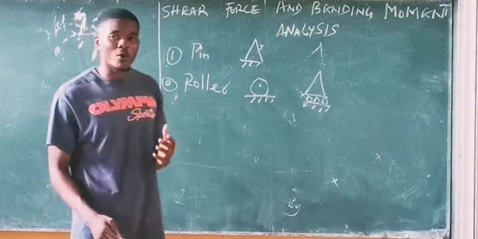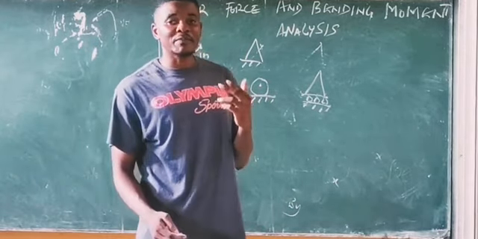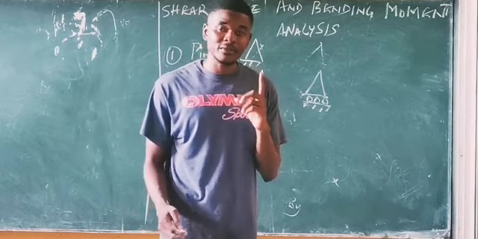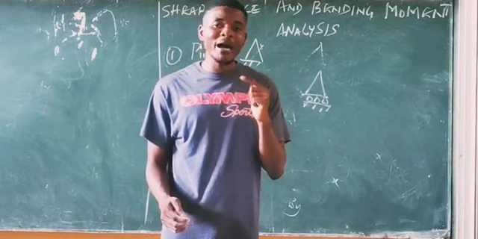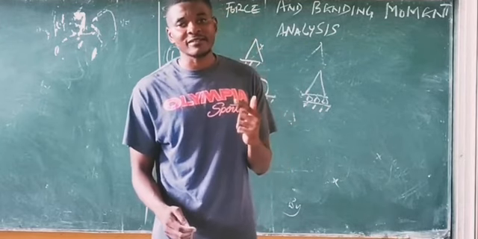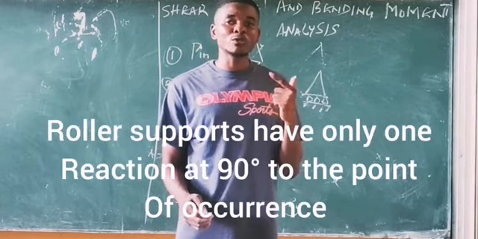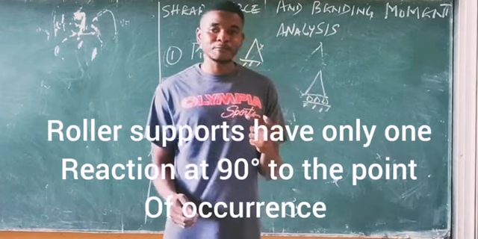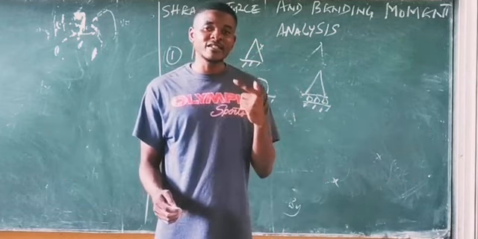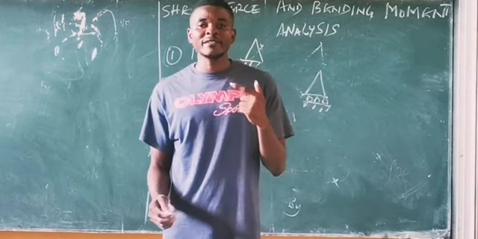So for a roller support, the free body diagram depicts just one reaction. But you must always take note, this reaction must always be normal to the surface where the roller is acting. Normal as in it must be perpendicular to the surface where the roller is acting, or it must be at 90 degrees to the surface where the roller is acting.